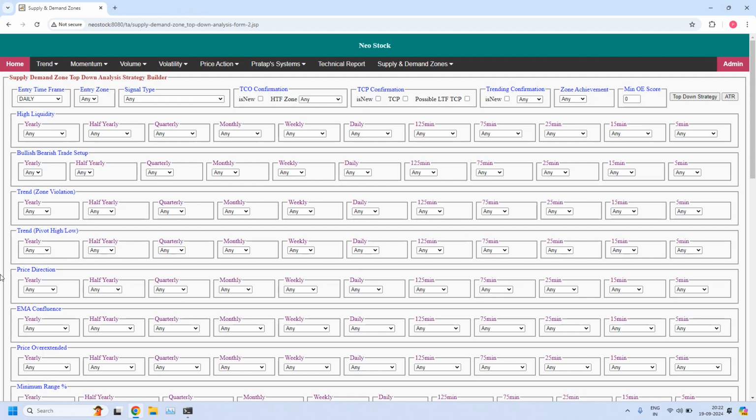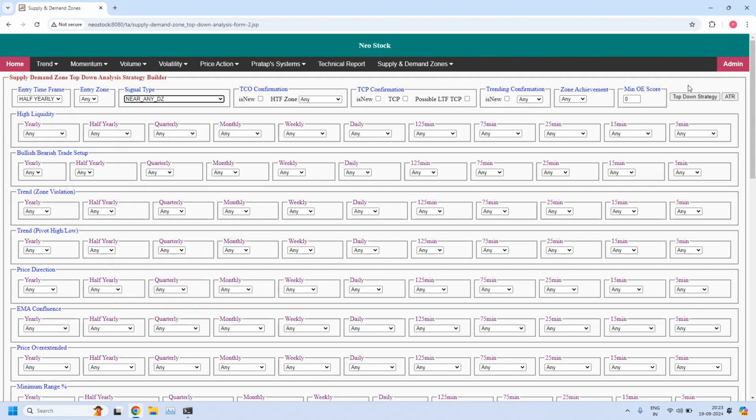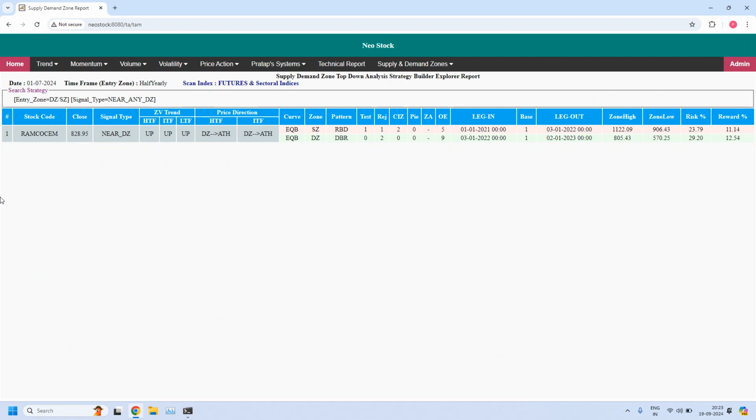Now let's get into the report generation. Let's start with finding the stocks near demand and supply zones for all the time frames starting from half yearly. During this process, we will also identify high liquidity zones in daily and 75 minutes time frames. Let's start with the half yearly time frame. Let us find the stocks near half yearly demand zone. One stock is filtered.